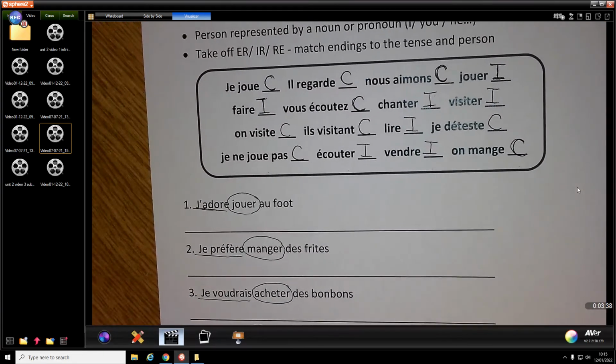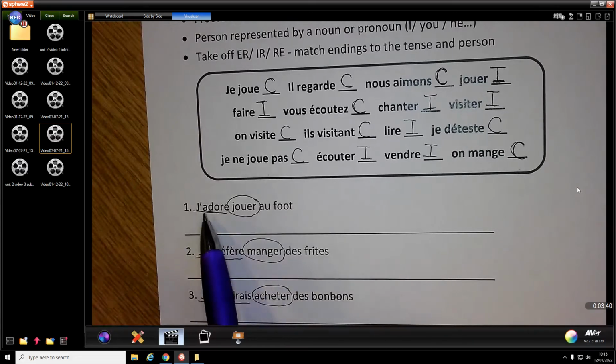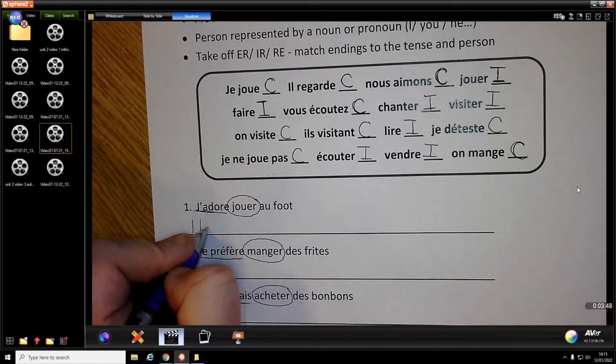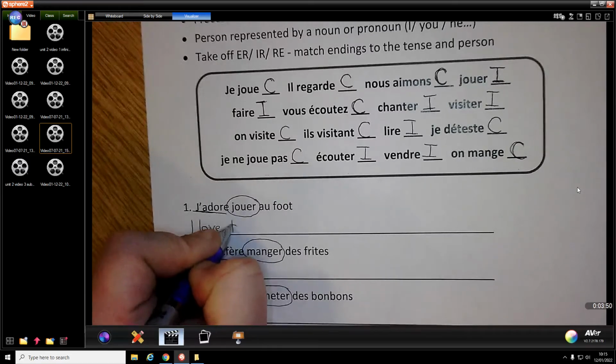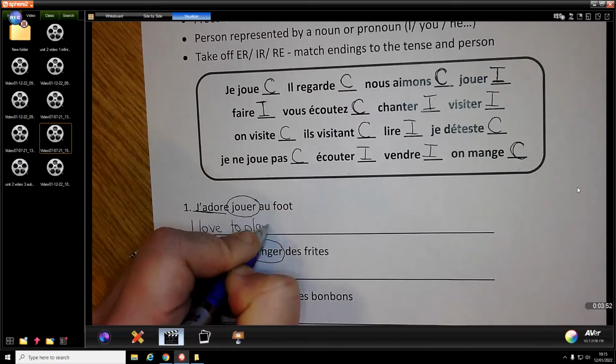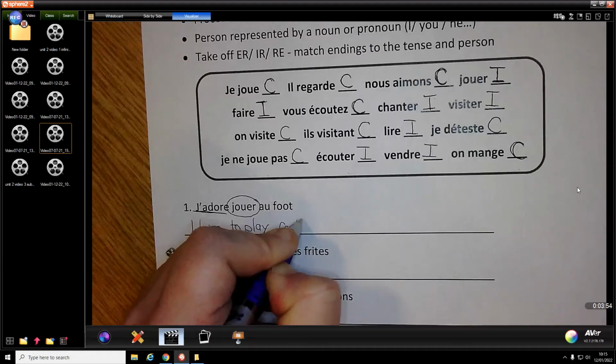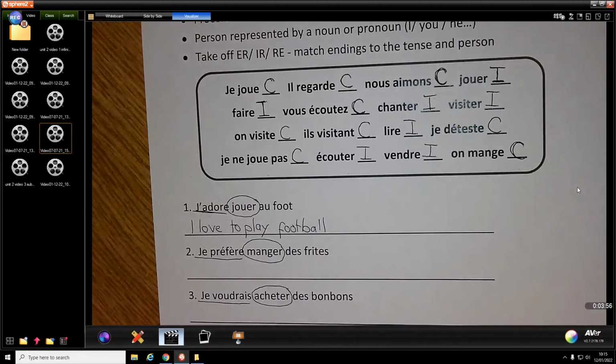Let's look at these three sentences here. J'adore jouer au foot. What do we think it means? I love to play football. I love is conjugated. To play is an infinitive. And football is our noun. Have a go at the next two and then check your work.